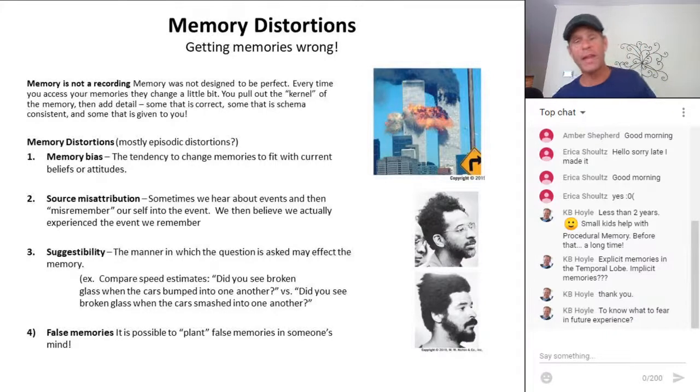Okay? Now, your book is going to then talk about some of the ways in which psychologists have discovered that people have memory problems. And so we're going to talk about some mostly episodic memory distortions. The first one your book talks about is memory bias. It turns out most people will change their memories to fit their current beliefs or attitudes.